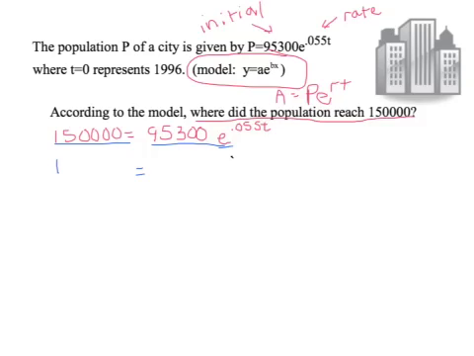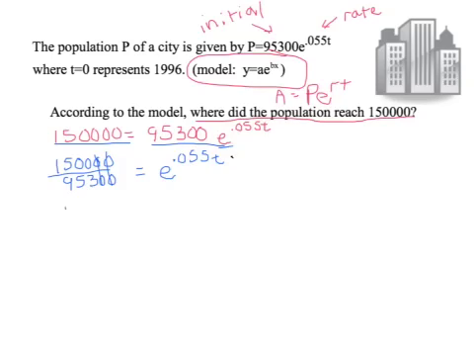So I'm going to have 150,000 over 95,300 equals e to the 0.055t power. Now, I'm going to do some canceling. Cancel out a couple zeros. That's like dividing by 100. So I basically have 1500 over 953 equals e to the 0.055t.